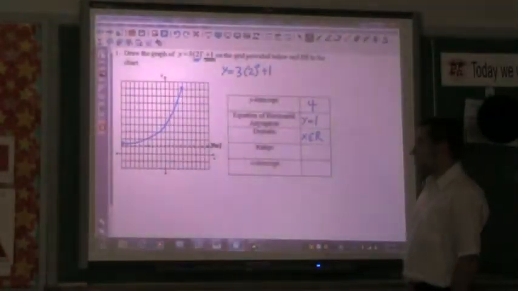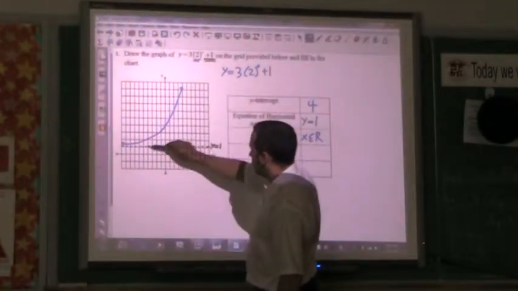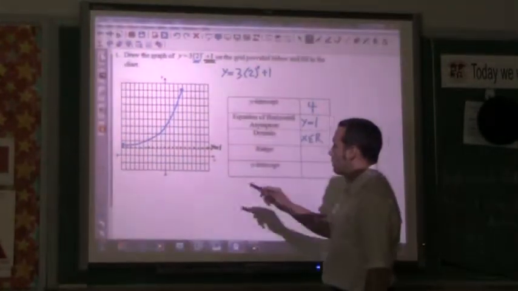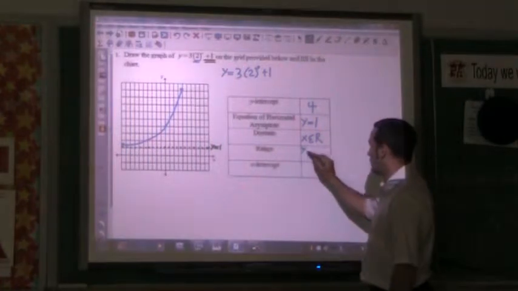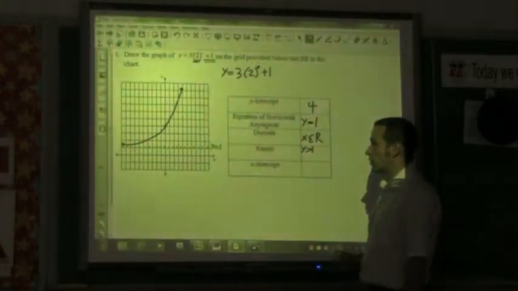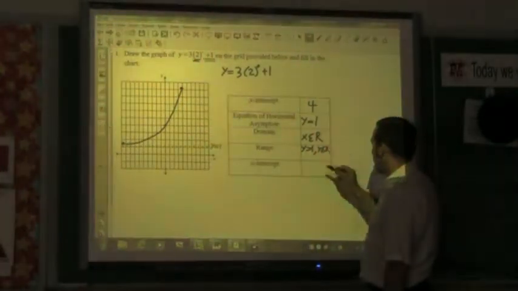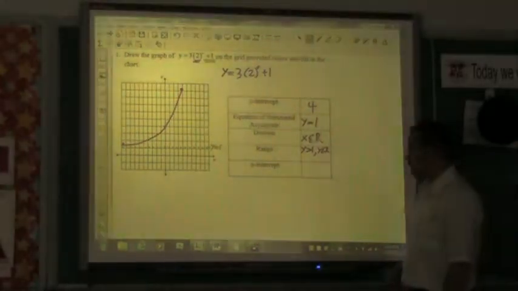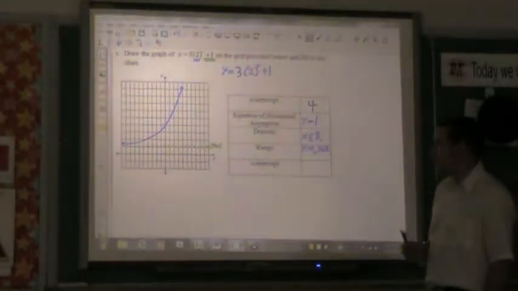The range refers to my y. All of my y values are above 1. I'll never have anything below 1. And my function will approach 1, but never actually reach it. So I can say that my y is going to be greater than 1. All my y's are going to be greater than 1. And then you also have to say that other than that restriction, my y is allowed to be any real number.